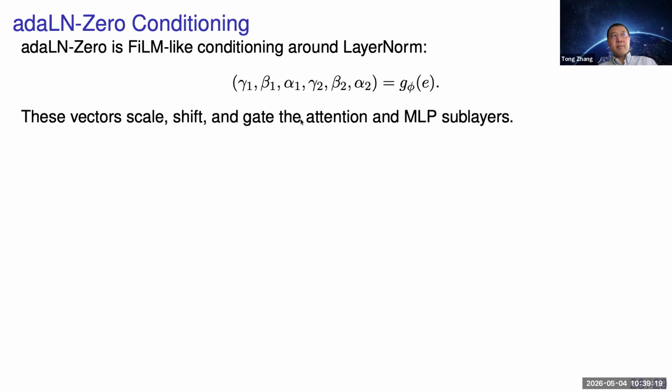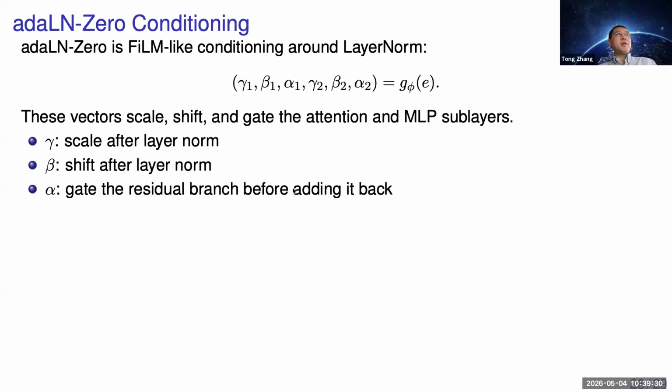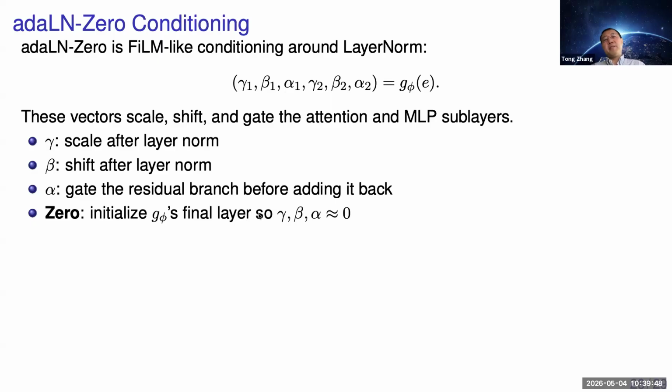We will comment on that. What is that? Scale after layer norm. Shift after layer norm. Alpha is a gate, the residual adding back, right? So we will see the zero. What does it mean? Zero means at initialization this guy equals zero. Not approximately zero, but basically initialize the final layer to be zero, or if it's just scaling. Usually with a neural net it's a random initialization, right? This guy says I will initialize to zero, which is better.